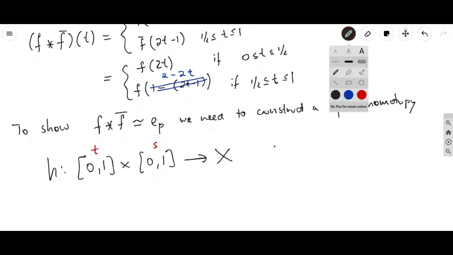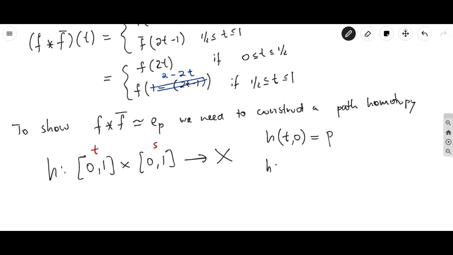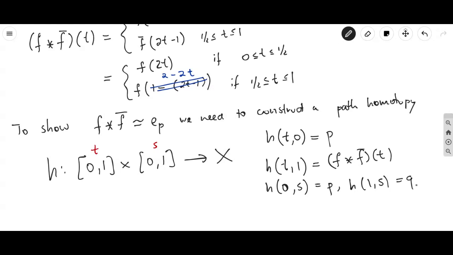And the same properties have to be satisfied: H of t comma 0 should give you, let's say, the constant path, which is always equal to P. And H of t comma 1, when you set s equal to 1, is the one that gives you the juxtaposition at t. H of 0 comma s should always be P, and H of 1 comma s should always be Q for every s.